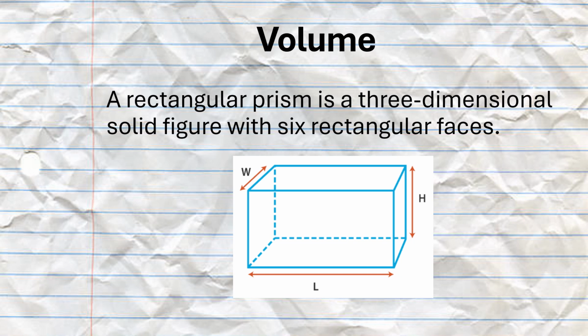may be of different length, such as this edge, which is what we call the length, this edge, which is what we call the width, and this edge, which is what we call the height. Take note that these edges have different measurements.